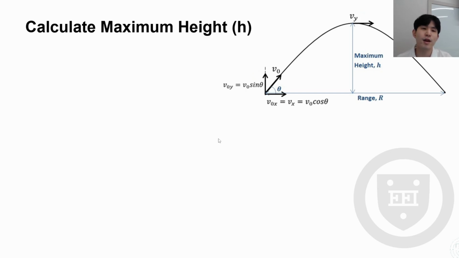Then let's calculate maximum height. In calculating maximum height, we have two options. Option 1 is to use this portion of the projectile to calculate maximum height. So let's first calculate maximum height using option 1. So let me just write option 1 here.